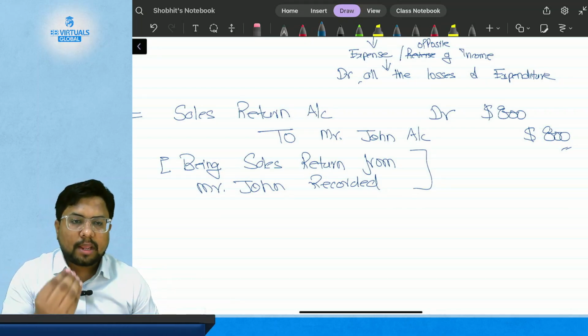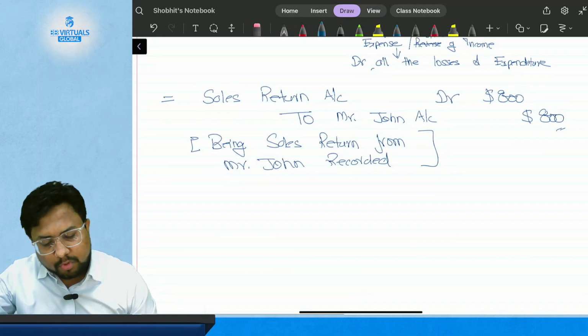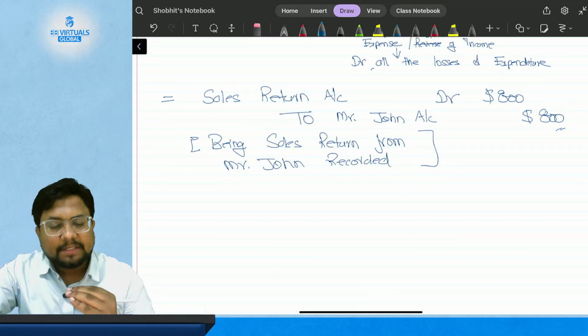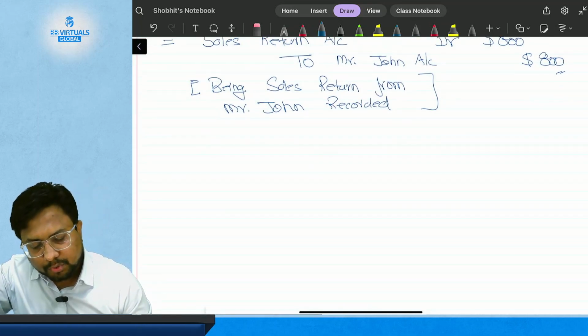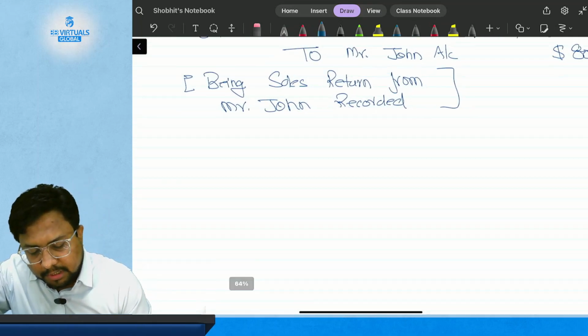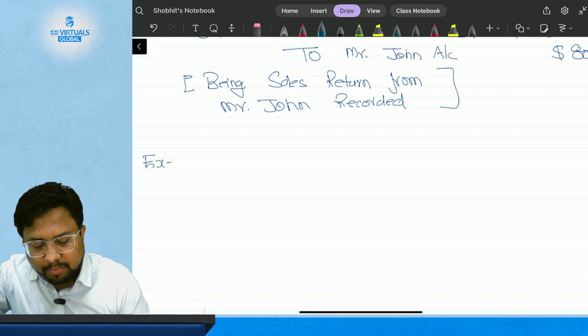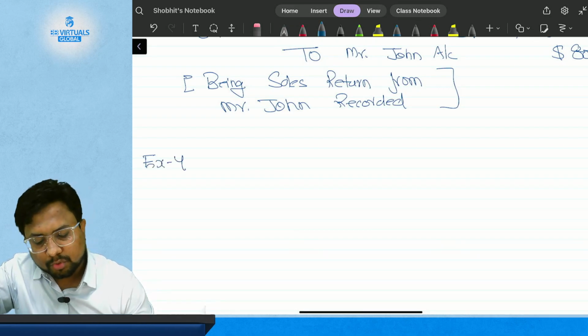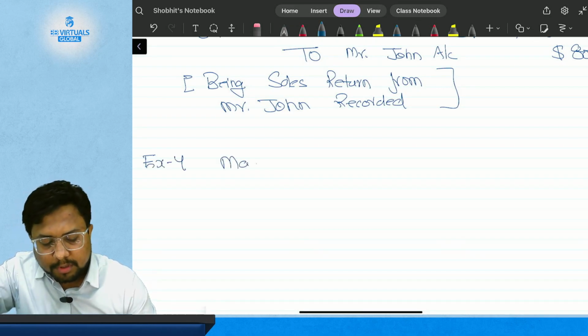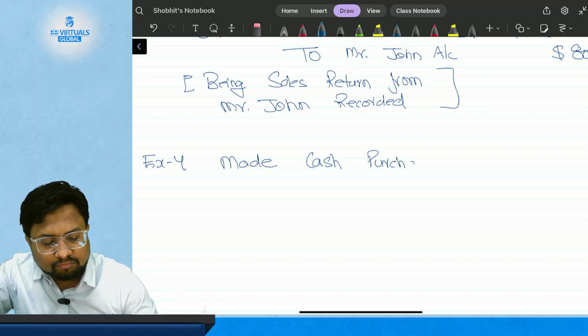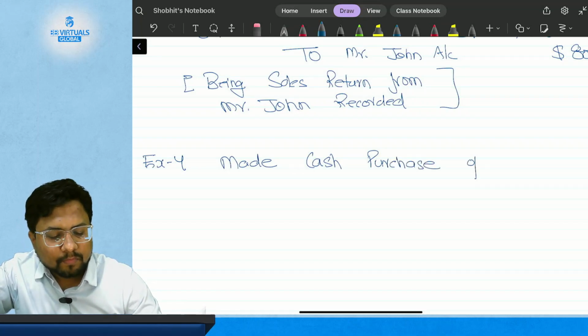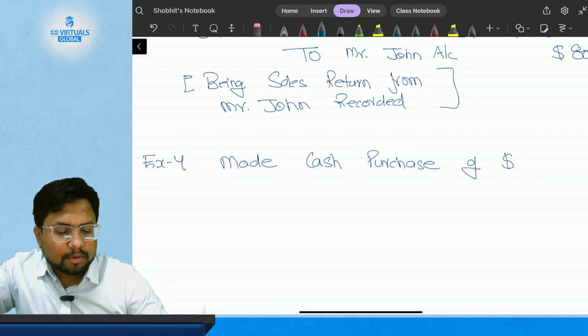Now we will go for more examples to study cash purchase, credit purchase, and purchase return. So comes illustration number, or example number 4. The example is made cash purchase of $5,000.